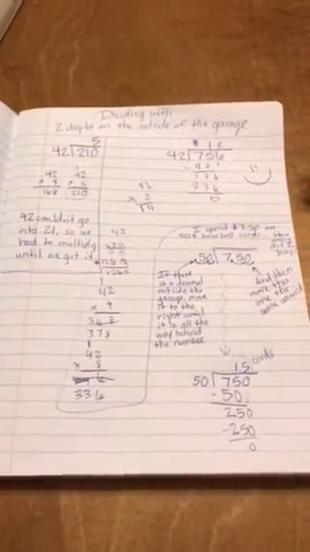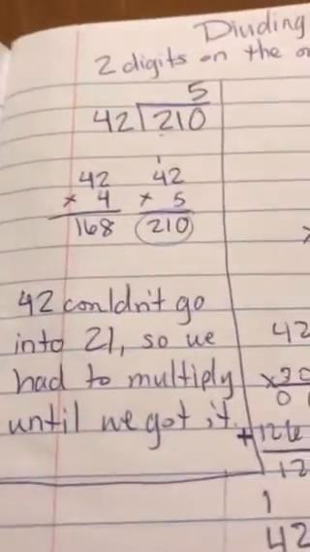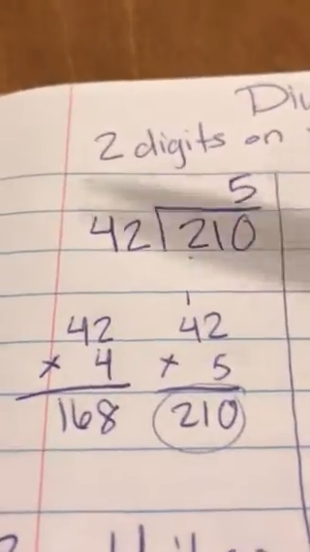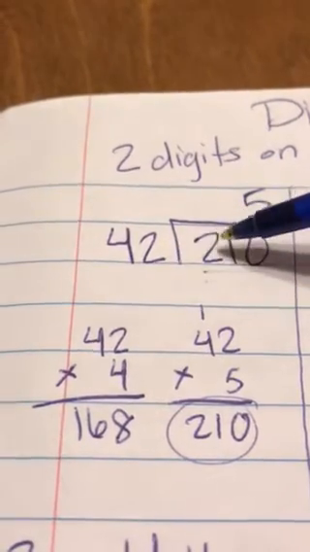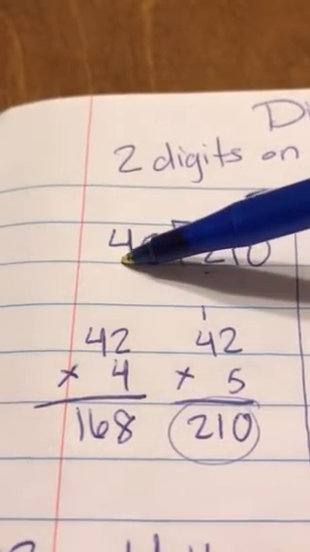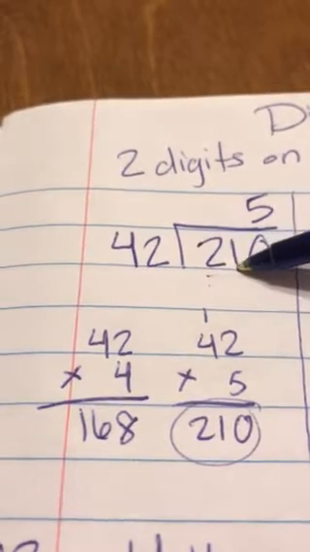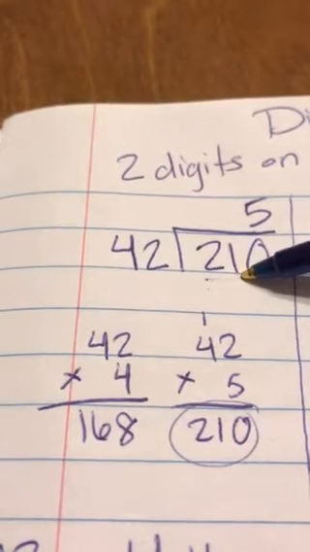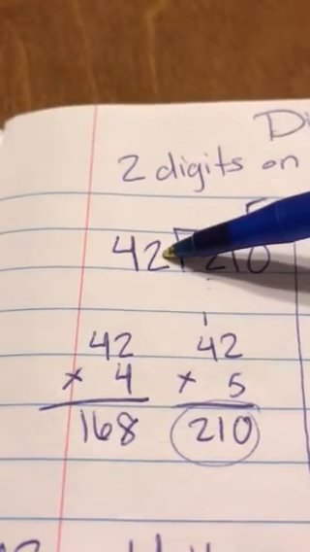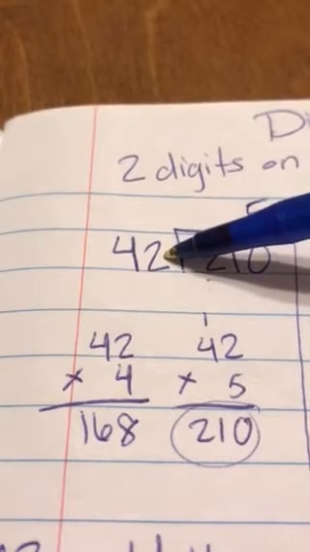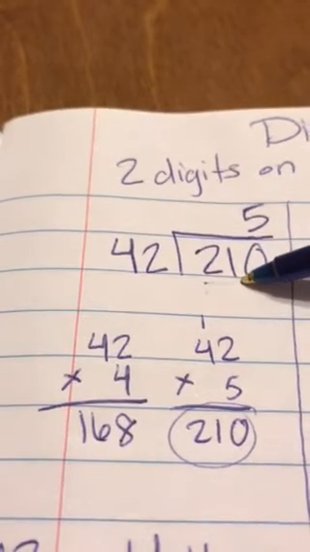Okay, so here's what we did. We're going to zoom in on something right here. You've got 210 divided by 42. What we did, we looked at 42 and noticed it's 2 digits. So when you have a 2-digit number, you want to look at the first 2 digits of this number when you get started. So we said, 42, can 42 go into 21?